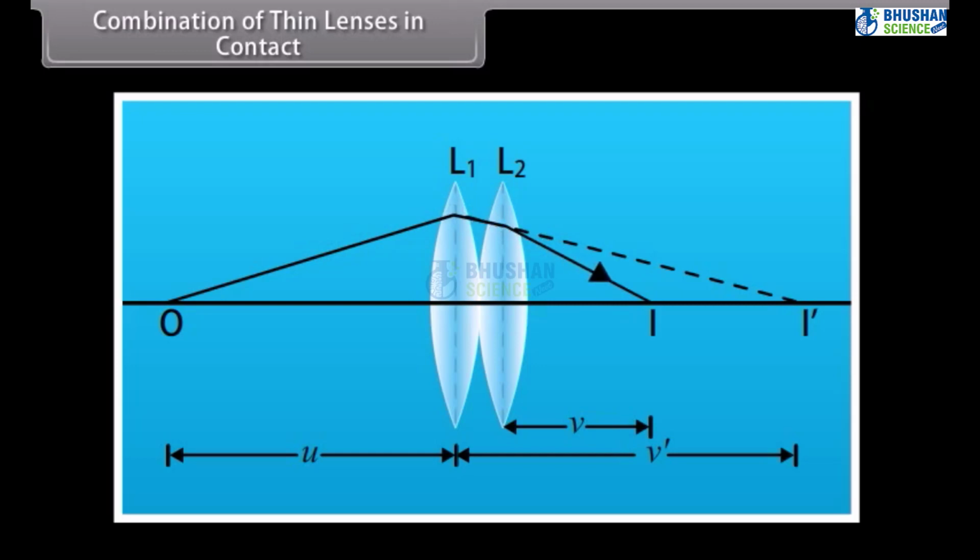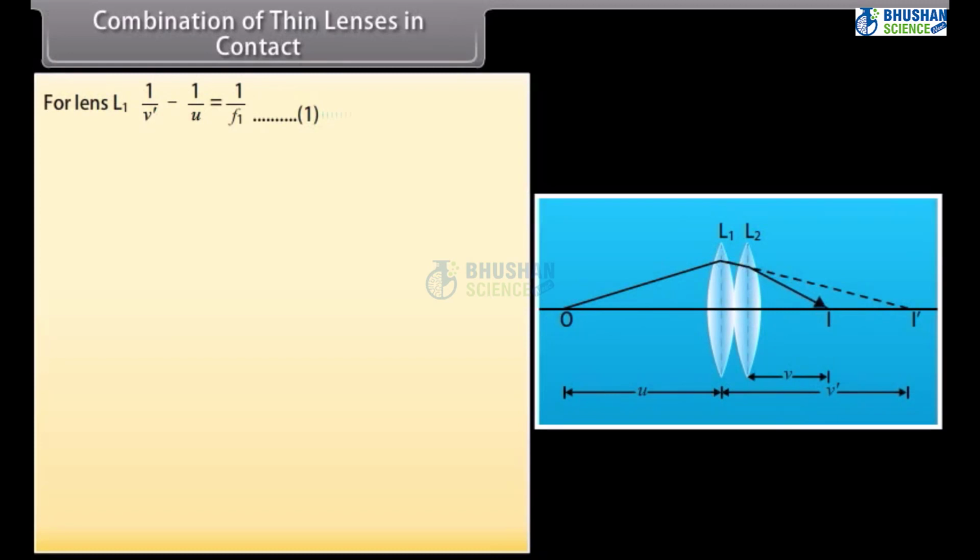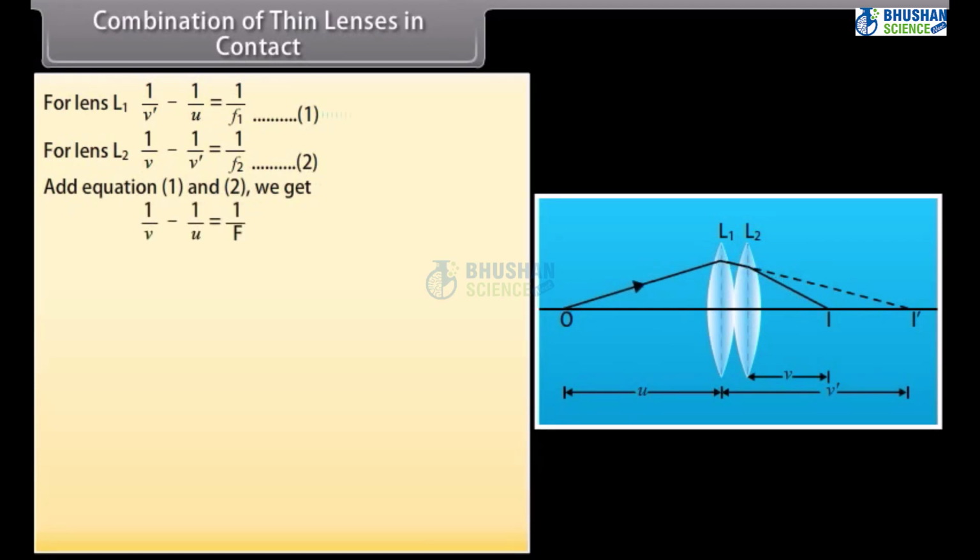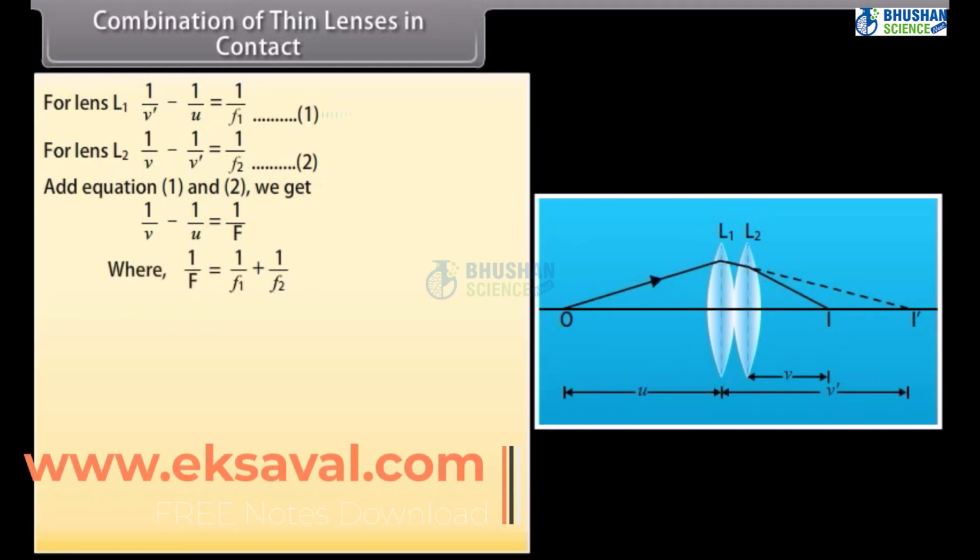If v' is the distance of image I' from the lens L1, then for lens L1, 1 by v' minus 1 by u is equal to 1 by f1. Name it as equation 1. For lens L2, 1 by v minus 1 by v' is equal to 1 by f2. Name it as equation 2. Add equations 1 and 2 and we get 1 by v minus 1 by u is equal to 1 by f, where 1 by f is equal to 1 by f1 plus 1 by f2.